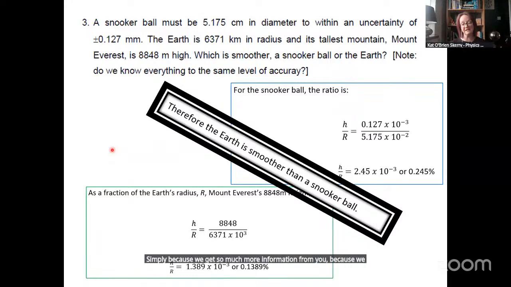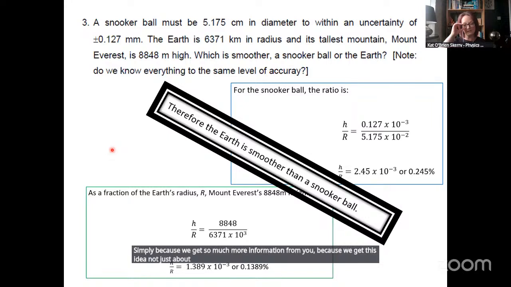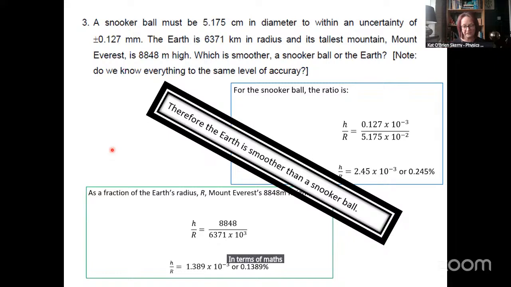Because we get this idea not just about your problem solving skills, but about where they lie in terms of maths and in terms of your physics and in how you have done on that.